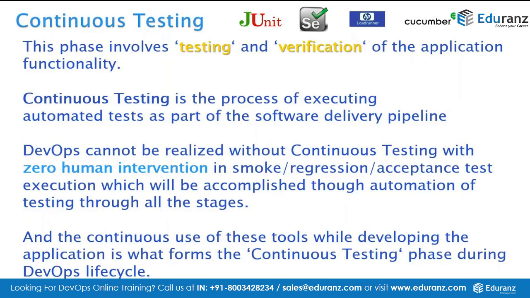Remember that DevOps cannot be realized without continuous testing with zero human intervention. In all of the testing, I want zero human intervention. I don't want any person in testing executing the test cases. Does it mean I'm going to completely fire my testing team? No, I need my testing team. I need them to write a lot of automation test cases, but I don't want them to be involved in executing them. I will execute them myself in an automated way. That is what continuous testing is, and it is very vital for your successful implementation. I'll tell you why later.